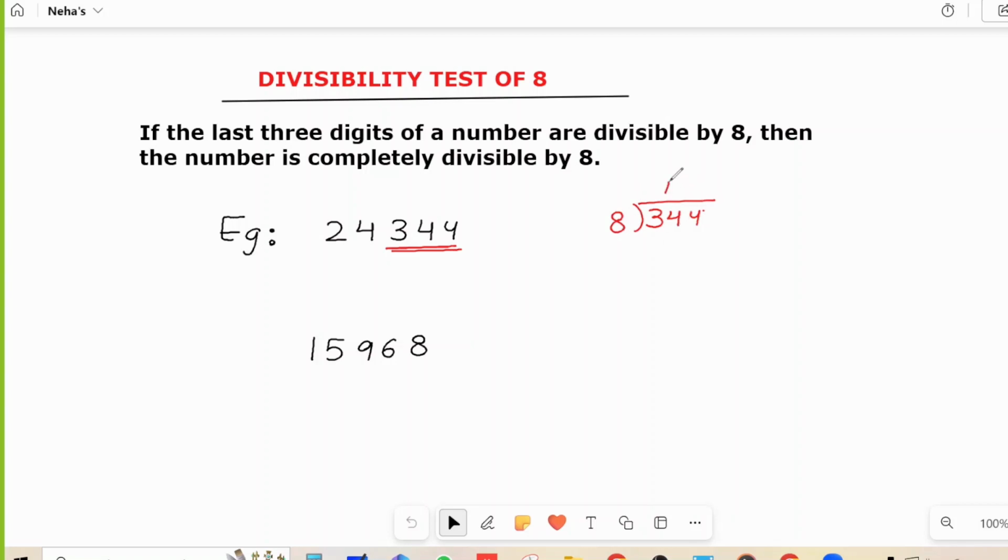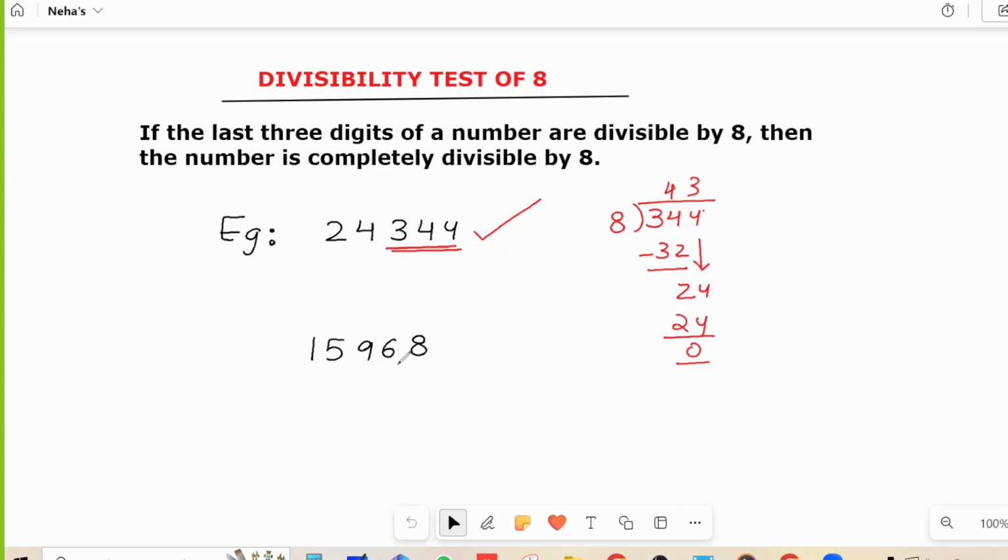So here you can see 8 fours is 32 and 8 threes is 24. So here we can clearly see that the number 344 is completely divisible by 8. So the whole number, that is 24,344, is divisible by 8. Let us take the next example.